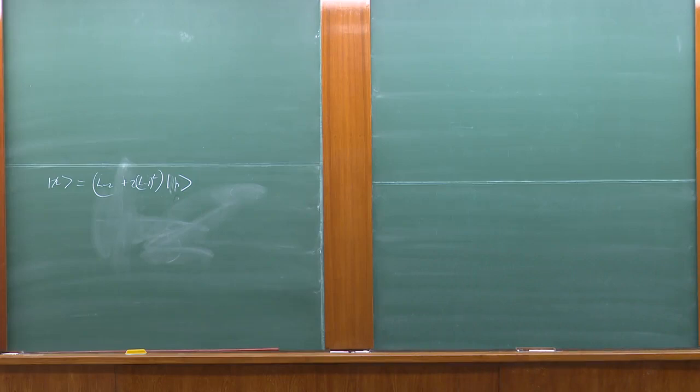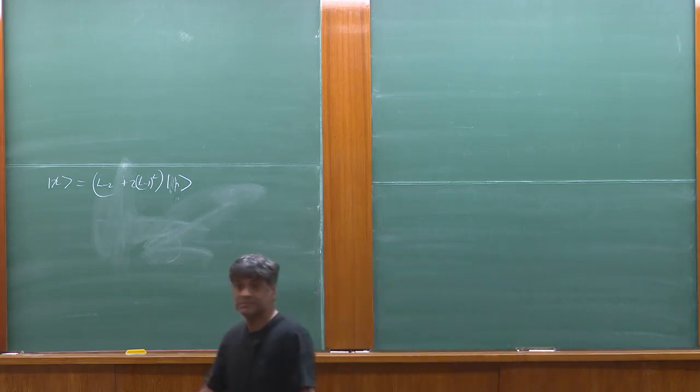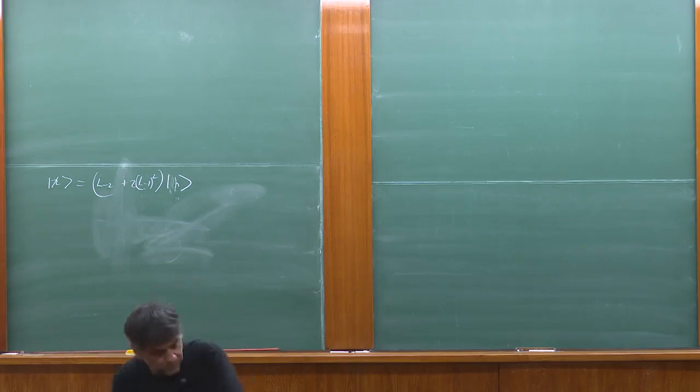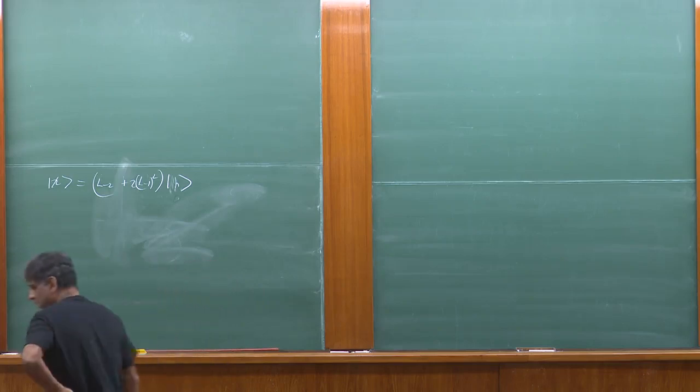So in the last class you proved that every state that is a descendant and primary is a null state. Not only null, but orthogonal to every other state in that module. Is the converse also true: if the state is null, is it both primary and descendant? Yes, I think it will be true. Now you want a proof of that.